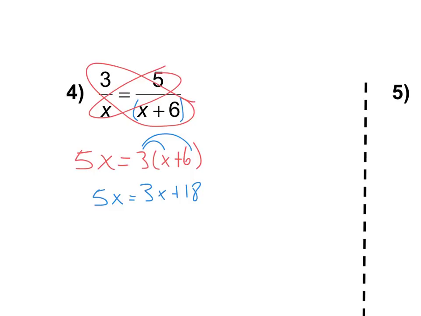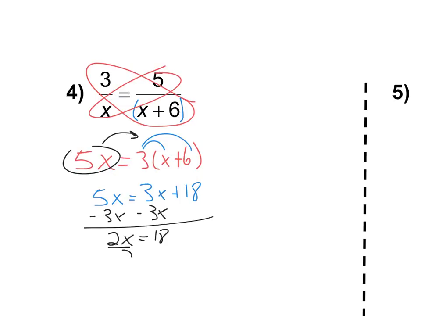And by the way, guys, which way you do first doesn't matter. Like if these were switched, if 5x were over there and the other one was on the other side, you know that wouldn't change anything. I'm going to subtract 3x from both sides. That gives me 2x equals 18. And then, of course, I divide by 2. And 18 divided by 2 gives me x equals 9.